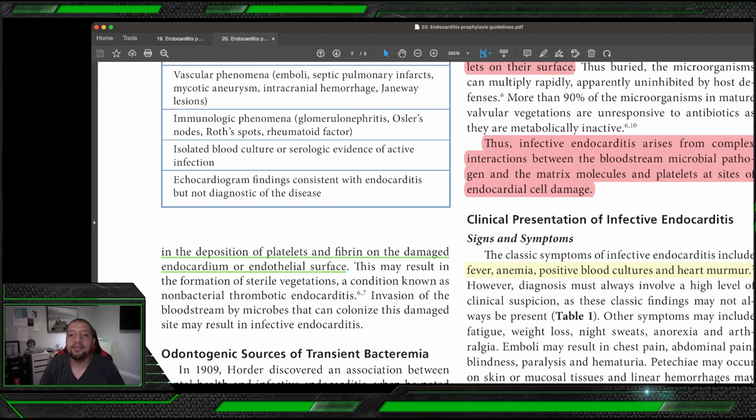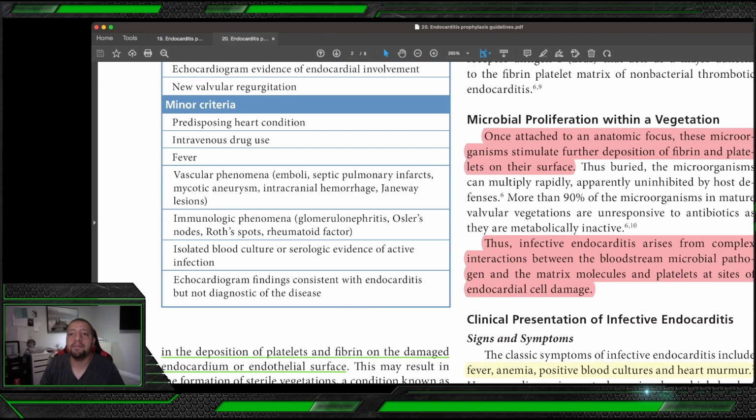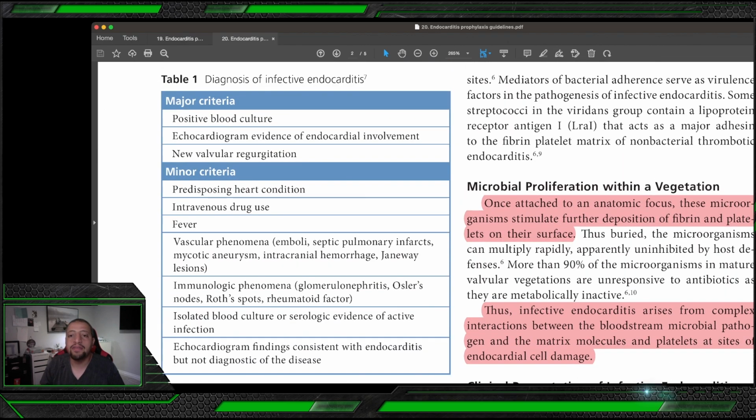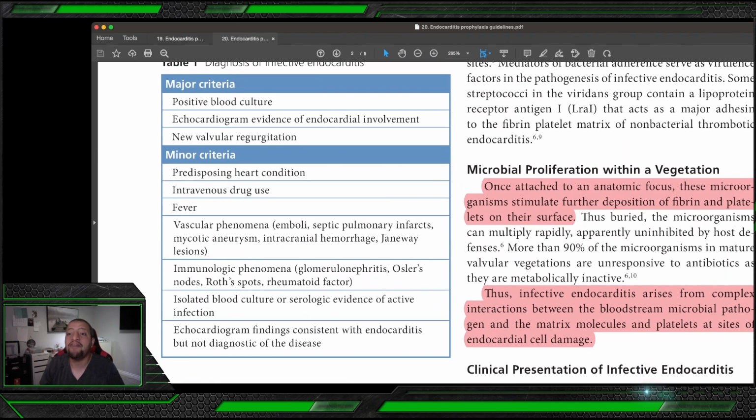Then the article goes on to speak about microbial proliferation within a vegetation. Once attached to an anatomic focus, these microorganisms, which are streptococci, stimulate further deposition of fibrin and platelet on their surface. Thus, the microorganisms can multiply rapidly. Think about it like plaque and calculus. The calculus provides protection for the bacteria inside, which can do more damage.